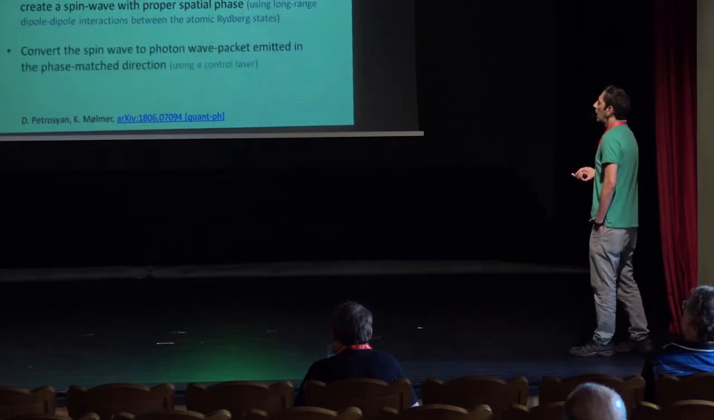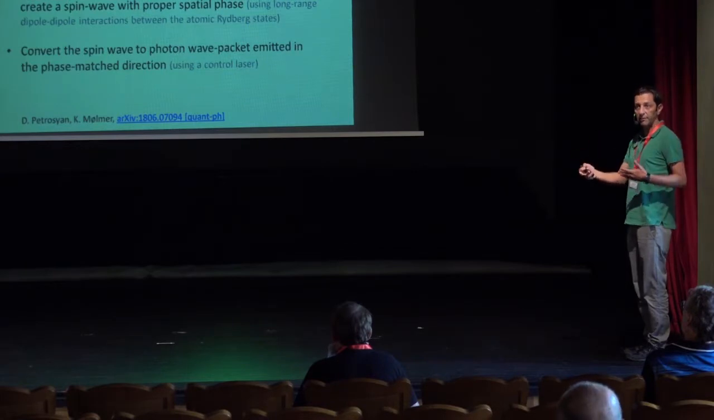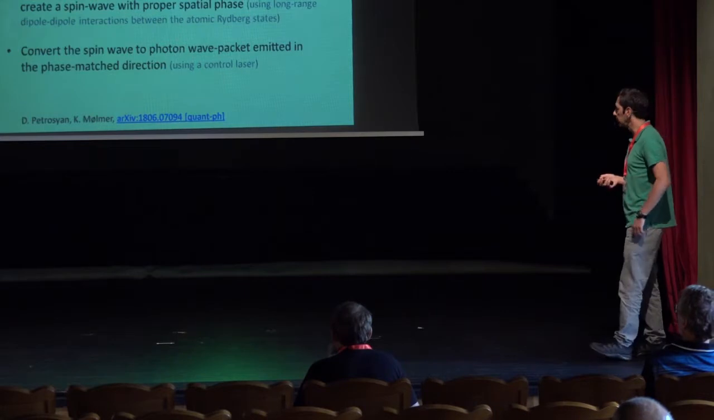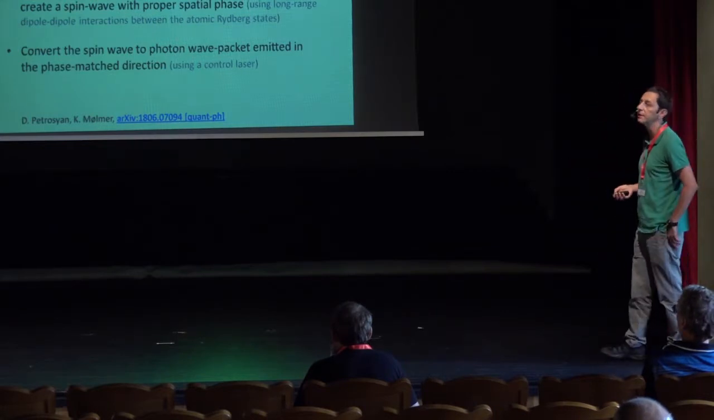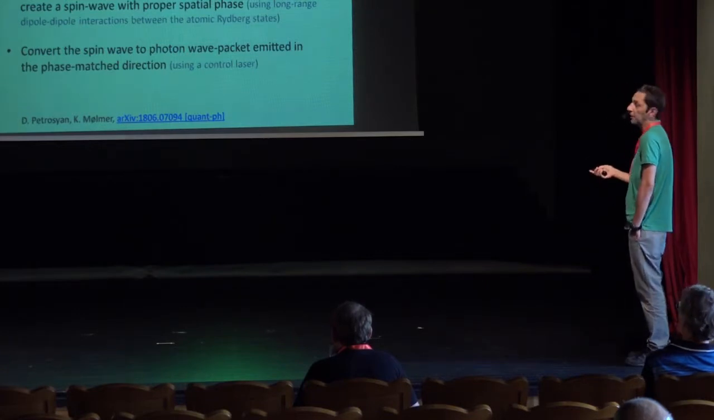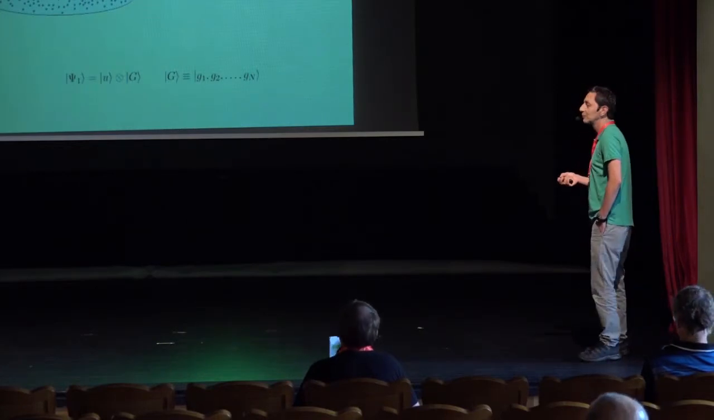And then, on the third step, I have this well-defined spin wave with well-defined phase in a large atomic ensemble, and I can use this protocol, like stopped light for the EIT business, and emit it into the phase-matched direction. So that's the general idea. Let me now quickly explain the details of it.